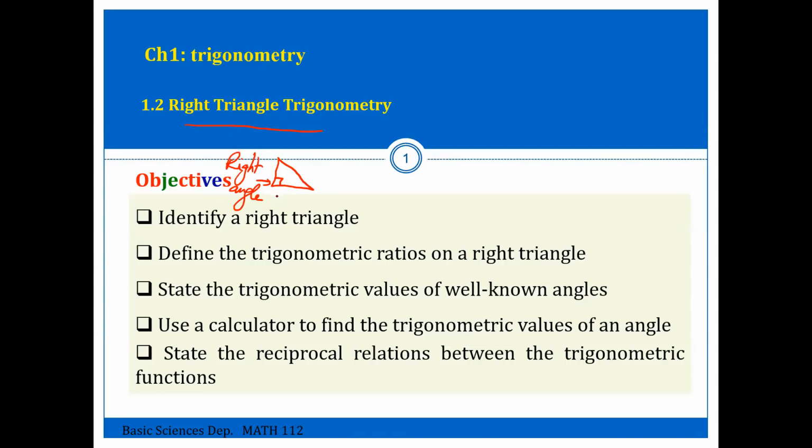مين يتذكر؟ Who remembers? زاوية قائمة. هو زاوية قائمة 90 degrees. So any triangle with the right angle is called the right triangle. Then we'll define trigonometric ratios, sine and cosine, and we'll see how to compute them analytically or using a calculator. Okay?